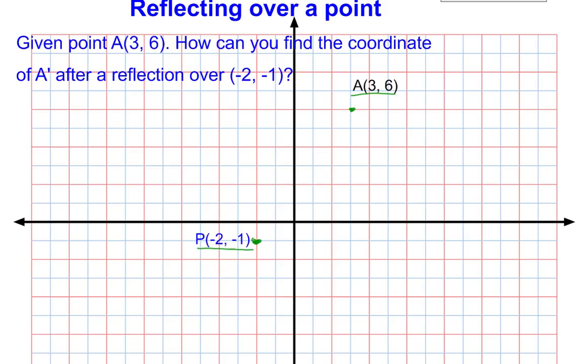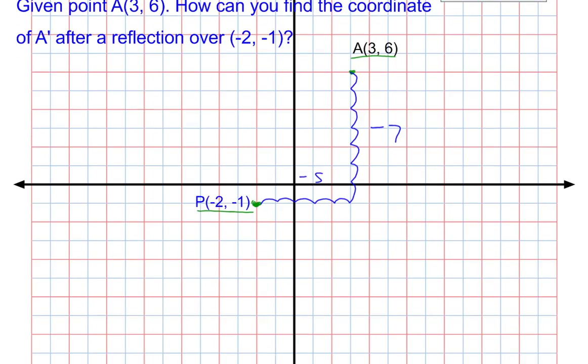Well, let's see. I went down 1, 2, 3, 4, 5, 6, 7, and then 1, 2, 3, 4, 5. So I went down 7 units, and I went to the left 5 units. So again, I have to continue going the same distance down and the same distance across. So 7 units down, and then 5 units to the left. So this is the point which is going to be A prime.